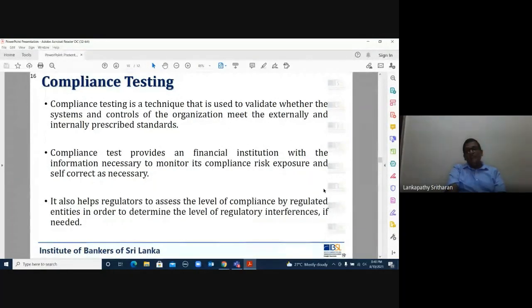And the compliance test provides the finance institution with the information necessary to monitor its compliance risk exposure and self-correct as necessary. It also helps regulators to assess the level of compliance by the regulated entity in order to determine the level of regulatory interference if needed. So this is an independent test, which generally checks whether the banks and finance institutions' systems and controls meet the externally and internally prescribed standards, and then they are just testing and reporting it to the level. So that is about compliance testing.